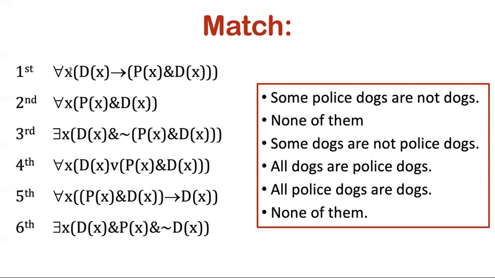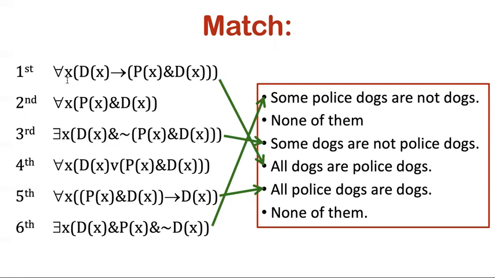Obviously, I'm interpreting these in the most obvious way, D for being a dog and P for being police. So pause your videos now and see if you can figure out how to read each of these into English. Okay, that was your last chance to pause your videos. Here's the answers. So let's start with the top one.